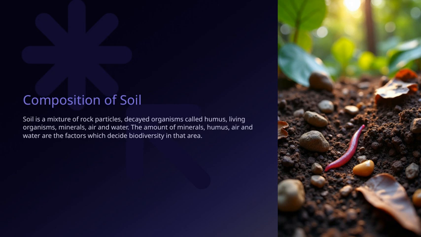The key point here is that the proportions of minerals, humus, air, and water directly influence the biodiversity in that area. So, understanding this composition helps us appreciate how different soils support various forms of life and ecosystems.